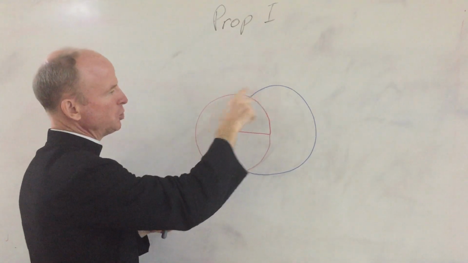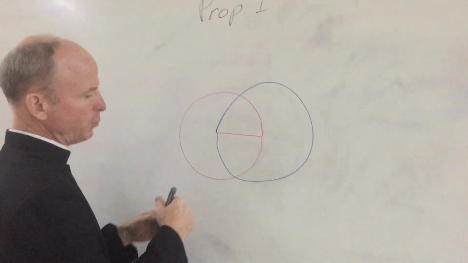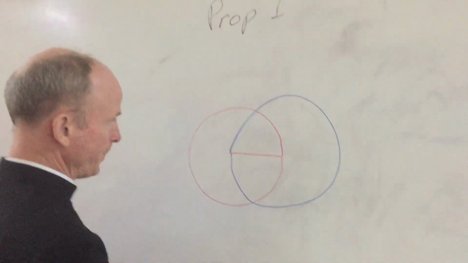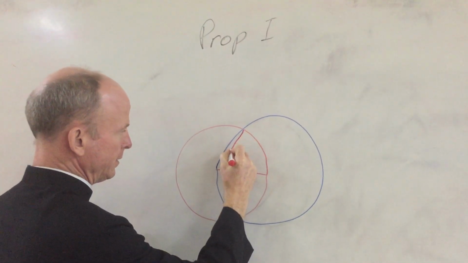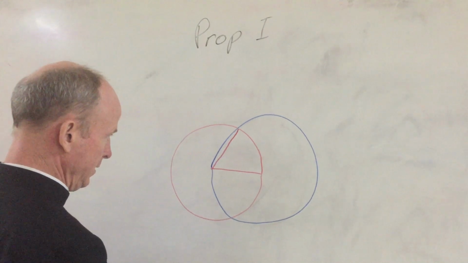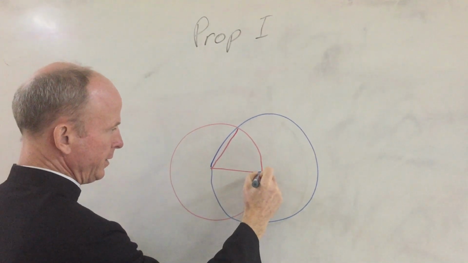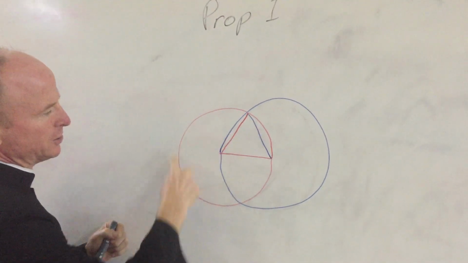Now look, we know that two lines intersect at a point. So here's a point. Let's connect these points. We have here and here. Okay? Now look in this circle.